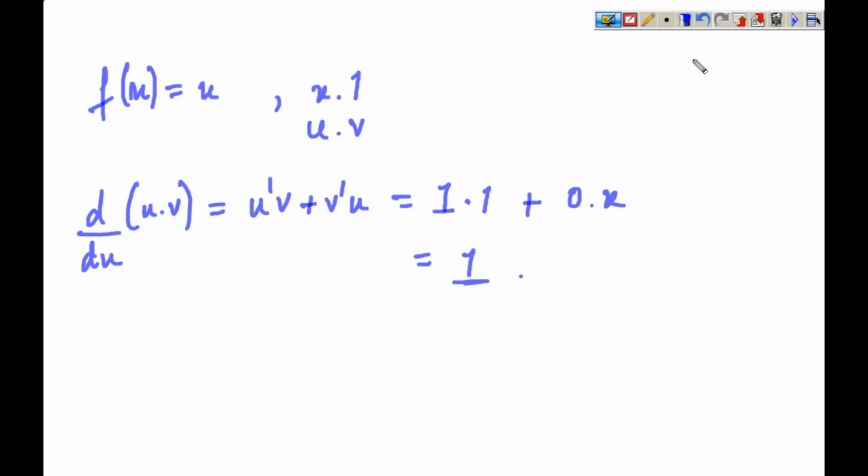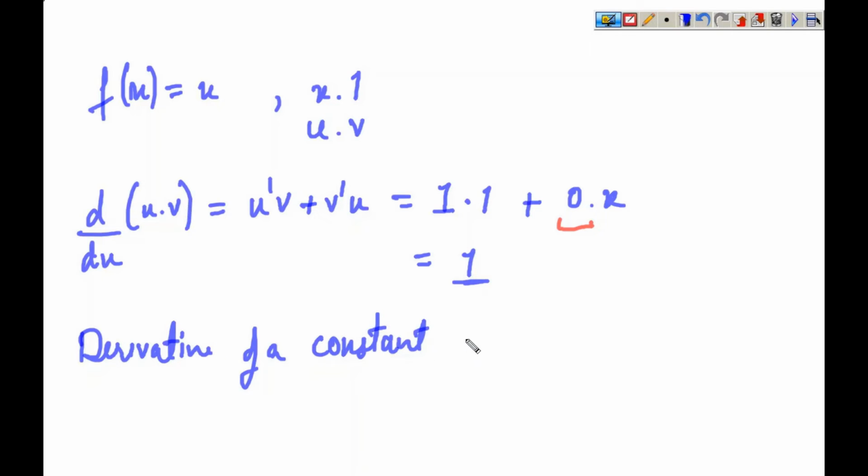The reason that I've written 0 here is that this part is 0, because the derivative of a constant function is always 0. So I'm going to write this down. The derivative of a constant function or number is 0, because it is not changing with respect to x. There is no change in the function with respect to change in the independent variable.